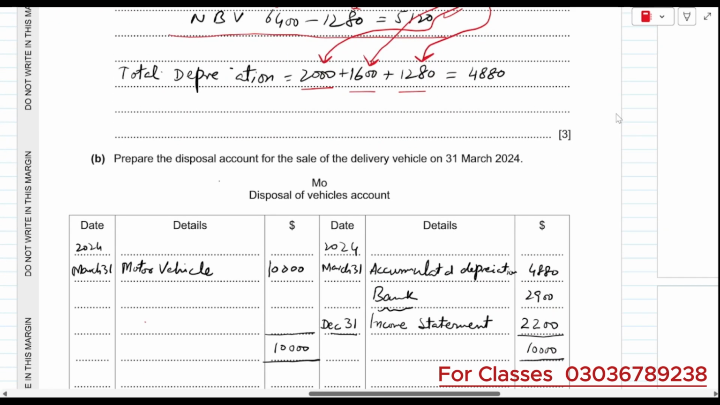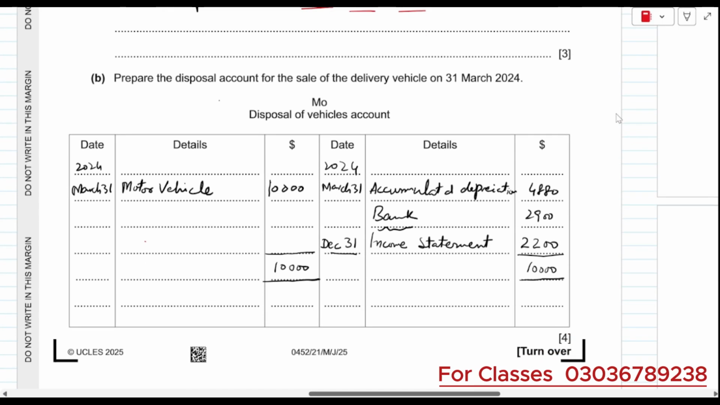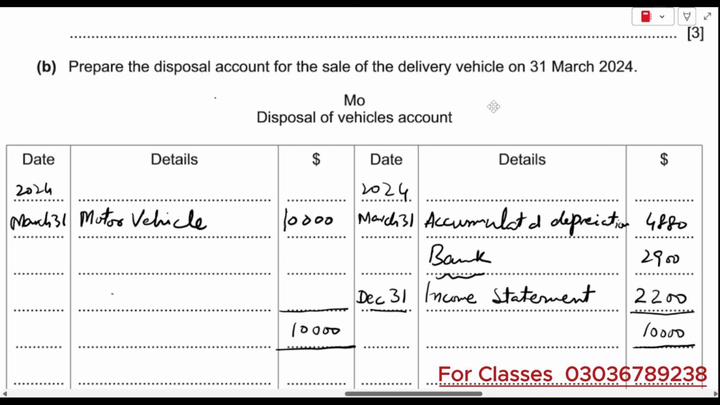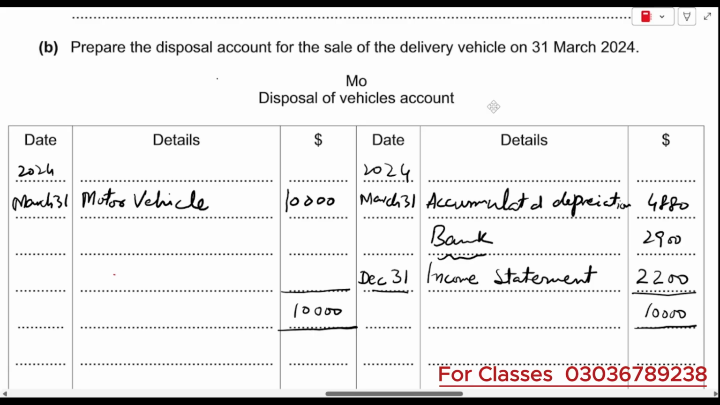Now we move to part B of the question. Part B, they are asking to prepare the disposal account for the sale of the delivery vehicle. Now why is a disposal account prepared? Students, I will tell you what a disposal account is.